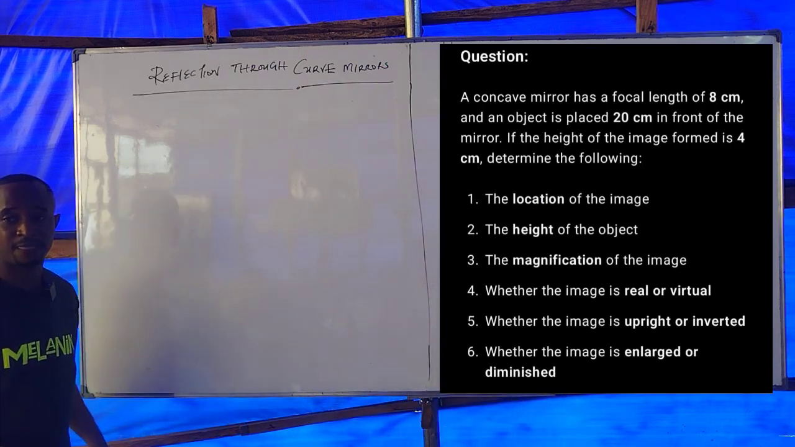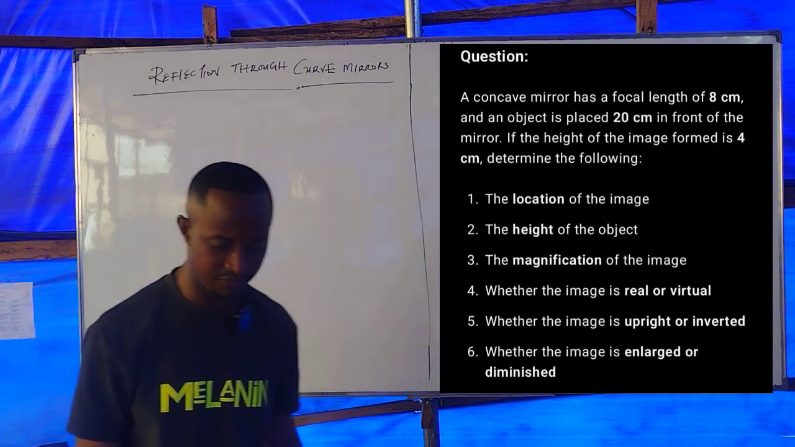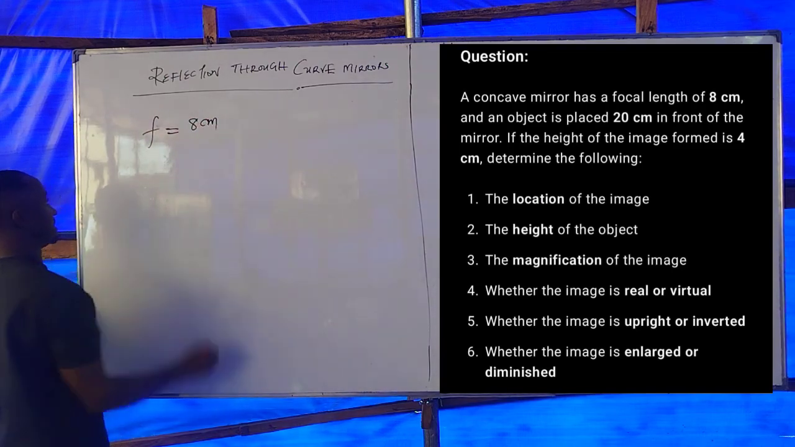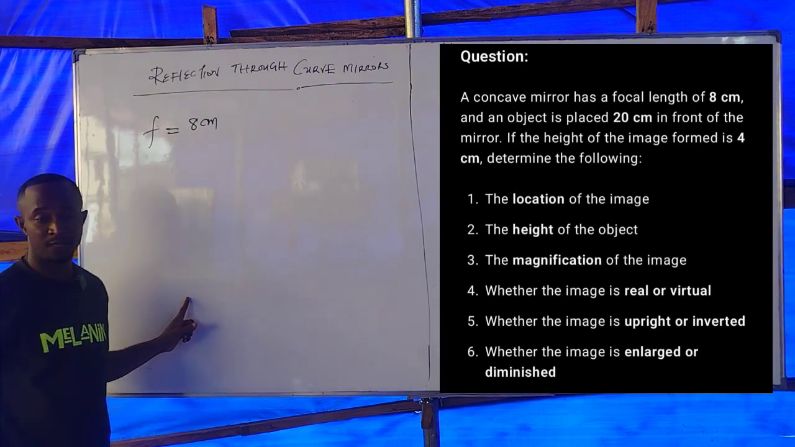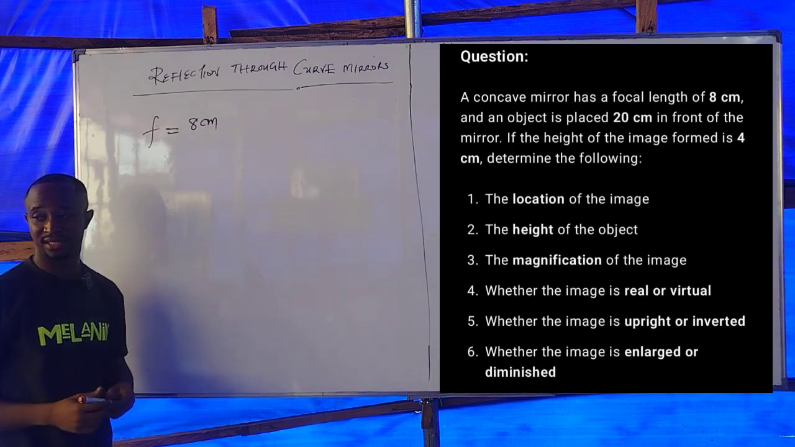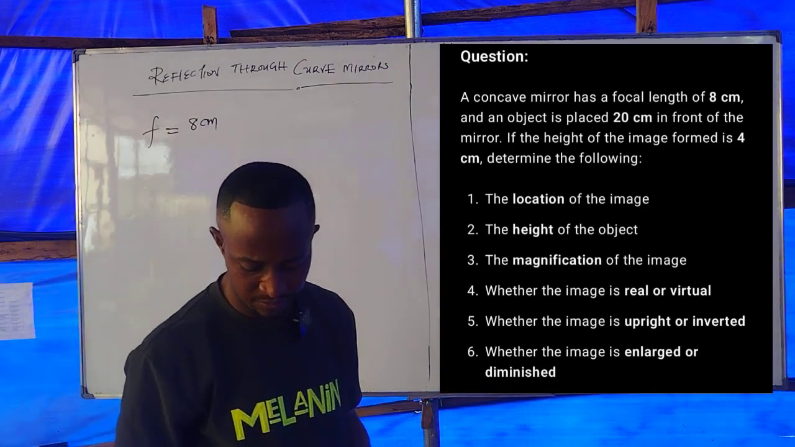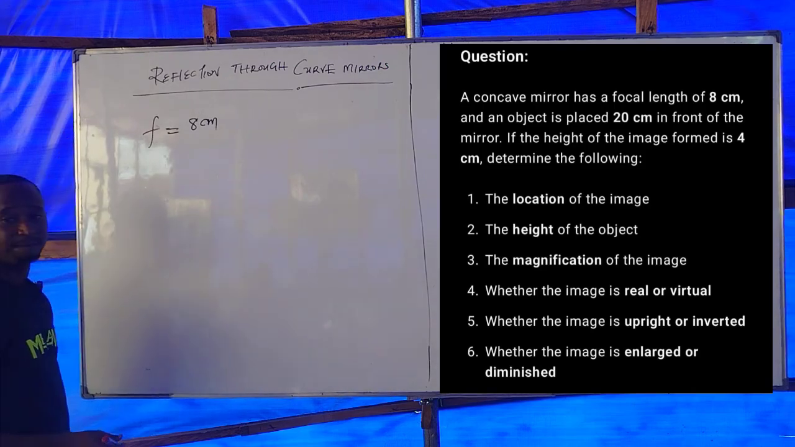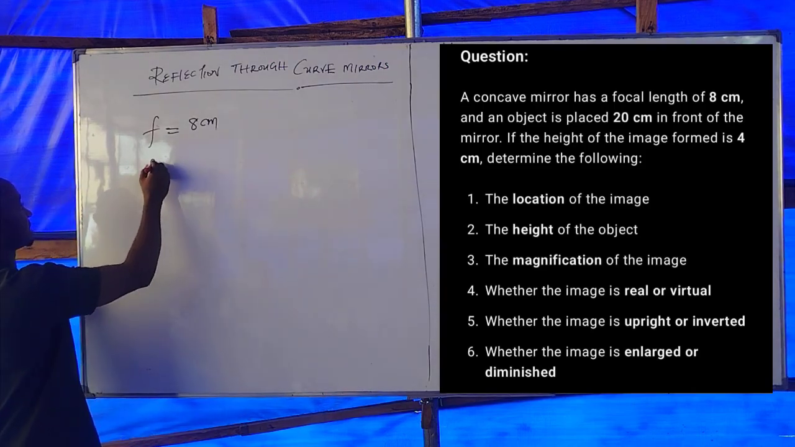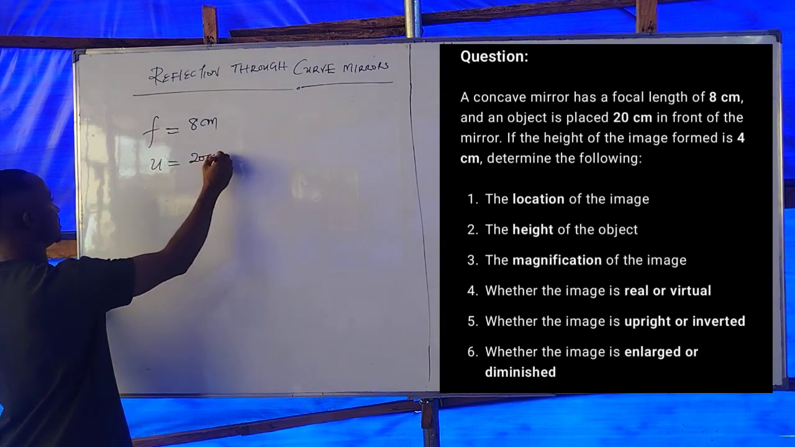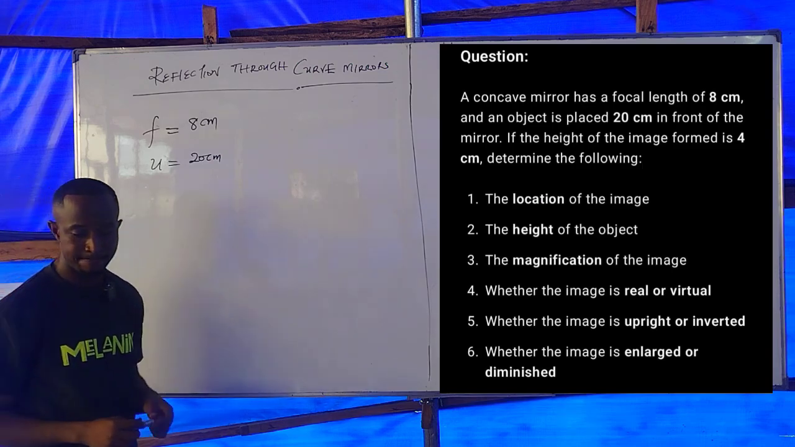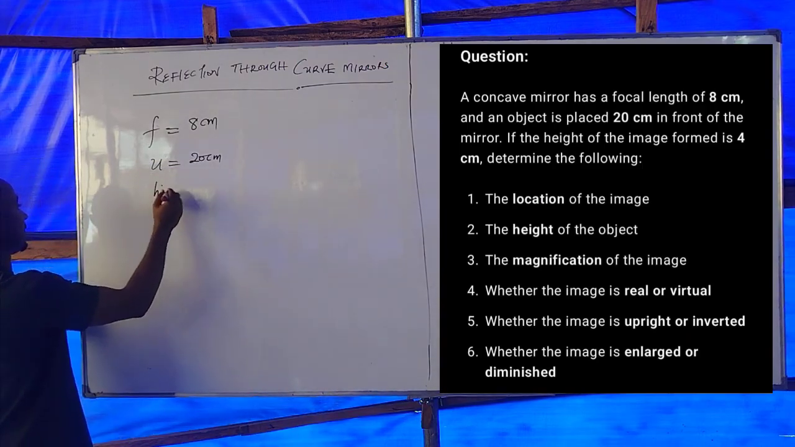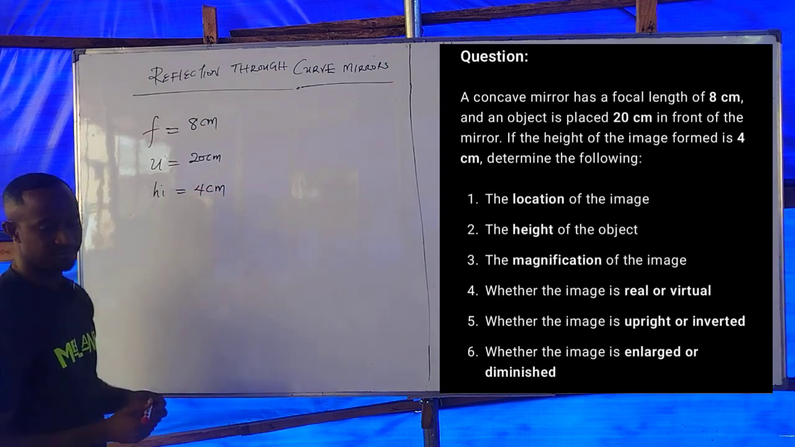Now let's list out all the stuff we have. A concave mirror of focal length 8 centimeter, so we know it's positive. Do we convert to meter here? They are all in centimeter, so no, don't convert to meter. Just work that way. What's the focal length? 8 centimeter. Object distance U is 20 centimeter. Are you following? The height of the image is given as 4 centimeter.